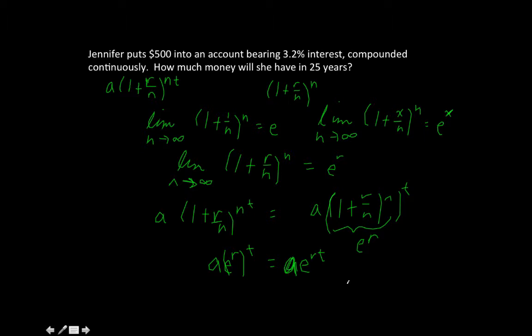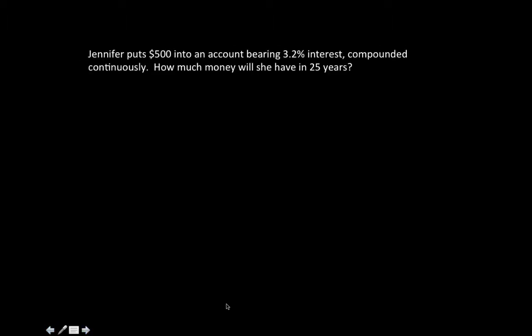So anyway, I don't know if I have room to write on here anymore, so I'm going to go backward and then forward again so that I have plenty of room to figure out how much money Jennifer has. Okay, so for her, all we have to do is 500 times e to the 0.032, so that's r, times t, 25. That looks like a C, but it's not.